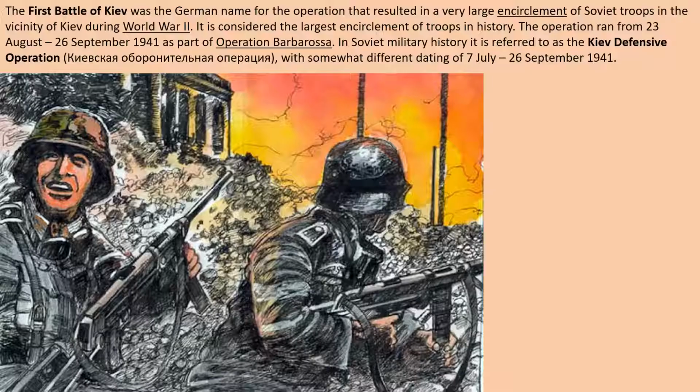So the first Battle of Kiev was the German name for the operation that resulted in a very large encirclement of Soviet troops in the vicinity of the city. It is considered the largest encirclement of troops in history. The operation ran from the 23rd of August to the 26th of September 1941 as part of Operation Barbarossa, of course. In Soviet military history, it is referred to as the Kiev Defensive Operation, with somewhat different dating of 7th of July to the 26th of September 1941.